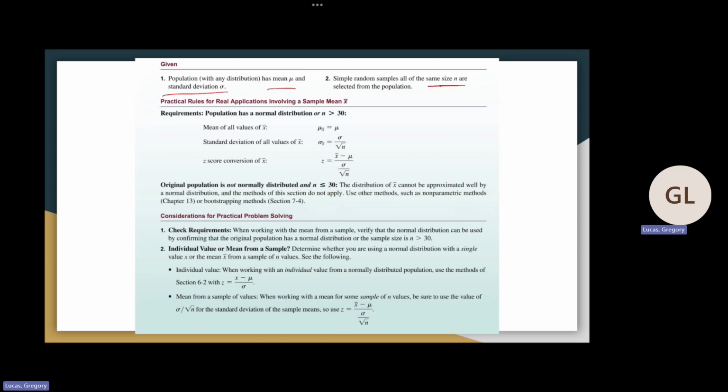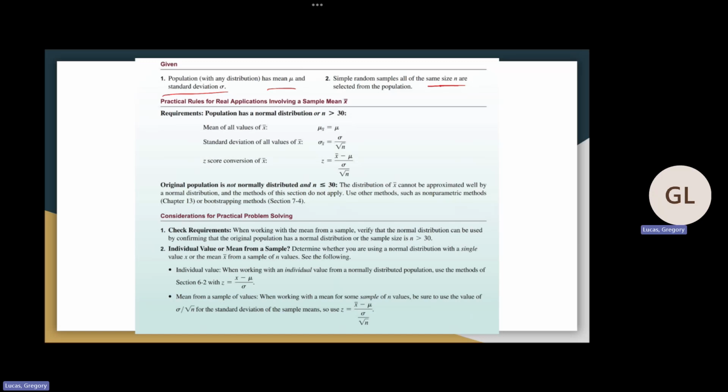And then the population has a normal distribution, or n can be greater than 30. We can compute the sample mean. So we'll see a little bit later on that if n is not greater than 30, it's okay. It still could be normally distributed, but we'll have to do a little bit more work to make sure everything's okay.